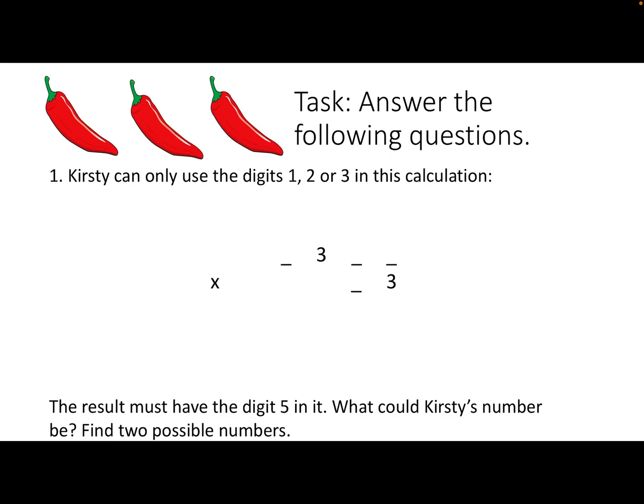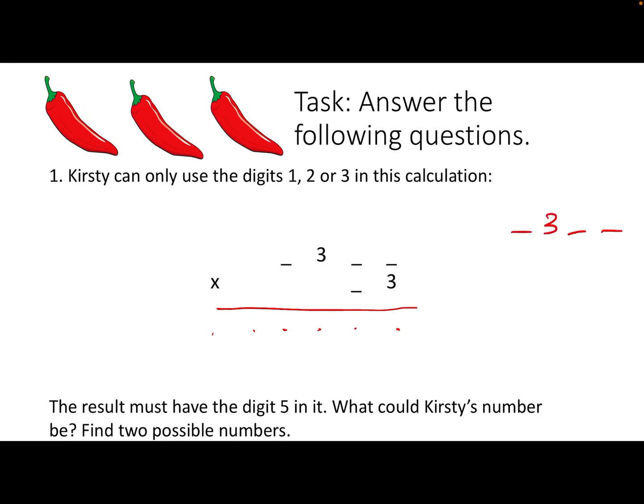And for our 3 chili, I would advise you to pause this and answer it because we've got a few of these questions. I think we've got about 4. So pause it, try and work it out. Kirsty can only use the digits 1, 2, 3 in this calculation. The answer must have the digit 5 in it. So this is the multiplication. If I drew that there, the answer is going to have a 5 in here somewhere. What could Kirsty's number be?